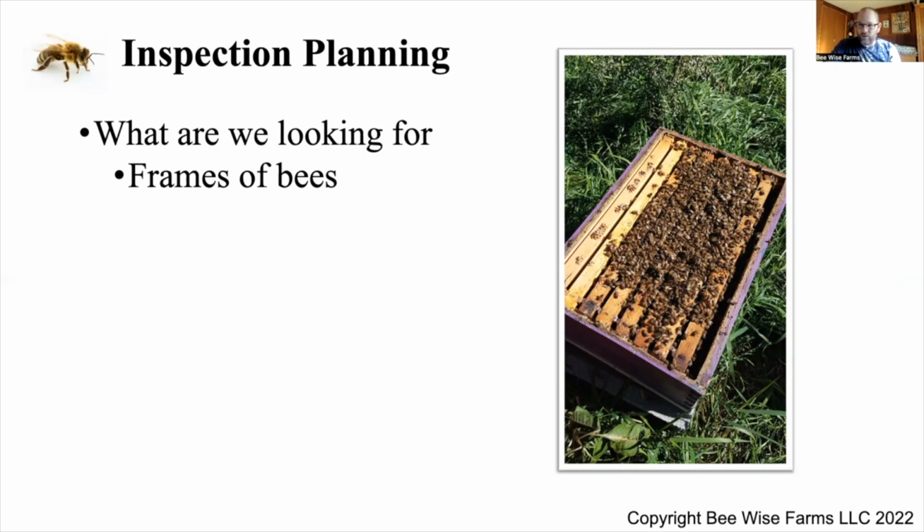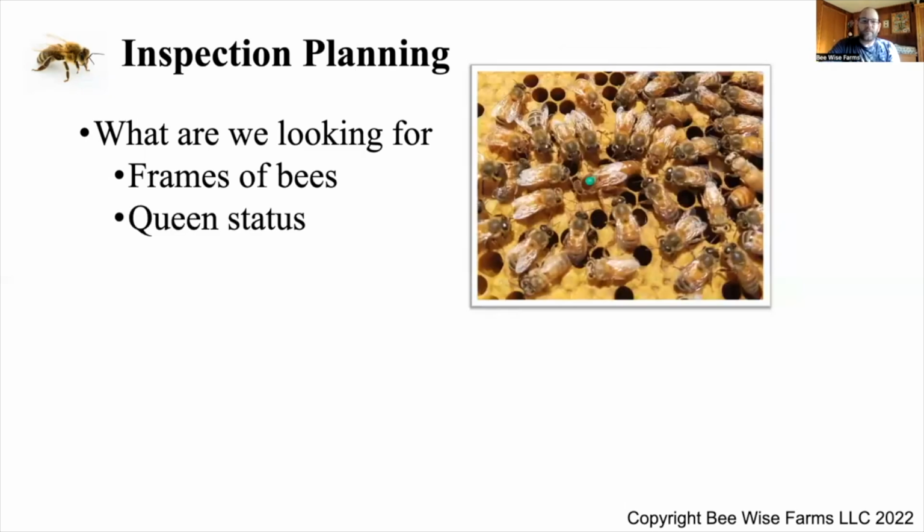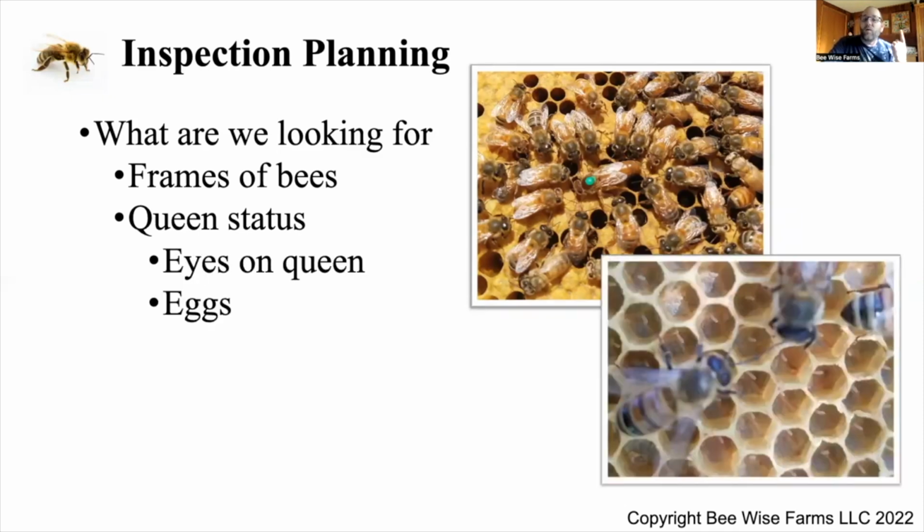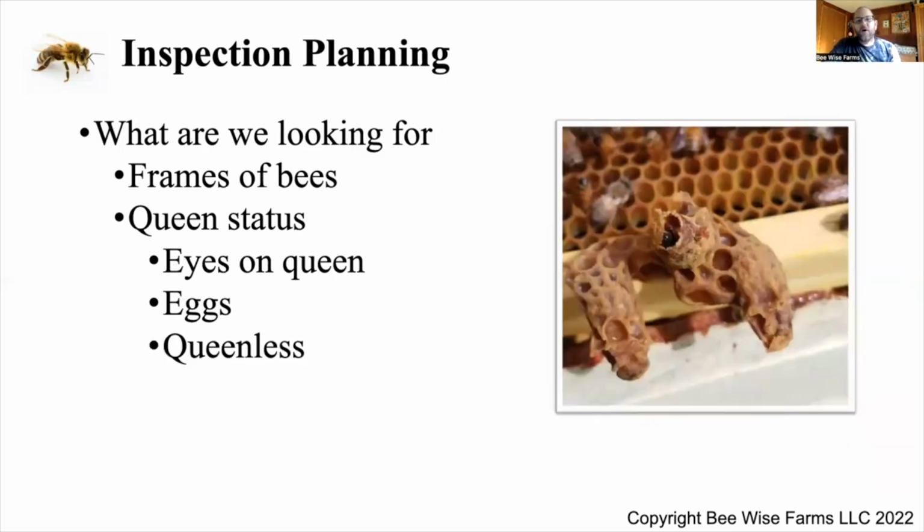So that's one thing we're looking for when we do inspections. The other thing we're looking for is queen status. We're either going to see the queen when we do the inspection, or we're going to see eggs, which tells us that she was there in the last 3 days, because you're not always going to find the queen, especially when the colonies are big in the middle of the season. Or you're going to be able to tell that you're queenless. One of those 3 things.